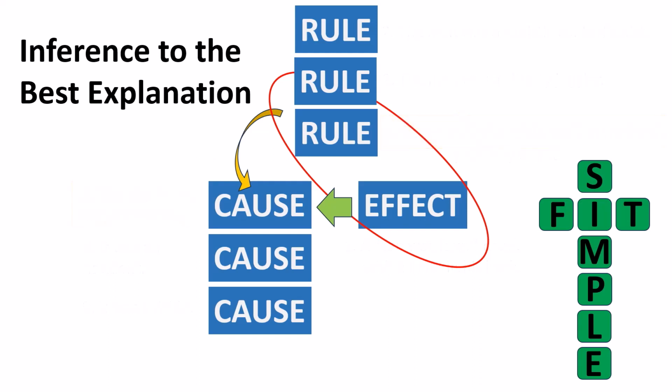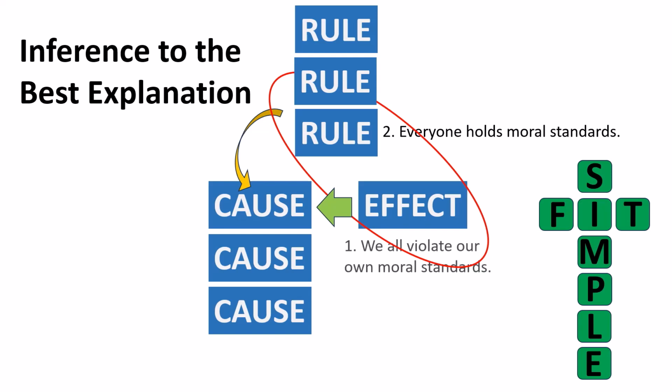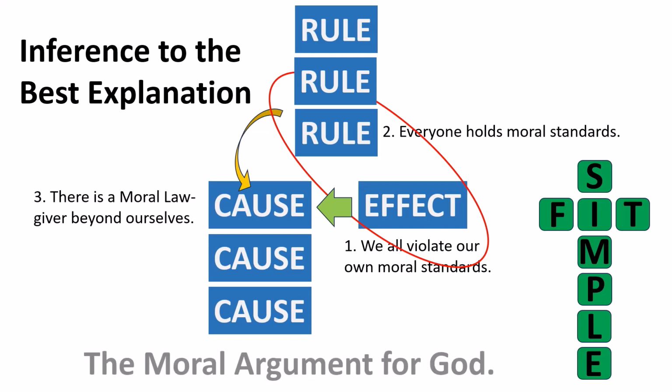Let's take another example. Everyone holds moral standards of some type. Now, we don't all agree on them, but it's amazing worldwide how many morals we hold in common. And yet, we all violate our own moral standards. Now, if we violate our own moral standards, it seems like we would either work hard to get better or change our moral standards. This would suggest the possibility that there is a moral lawgiver beyond ourselves. He's the one that's causing us to be sensitive to morals. This is what we call the moral argument for God.